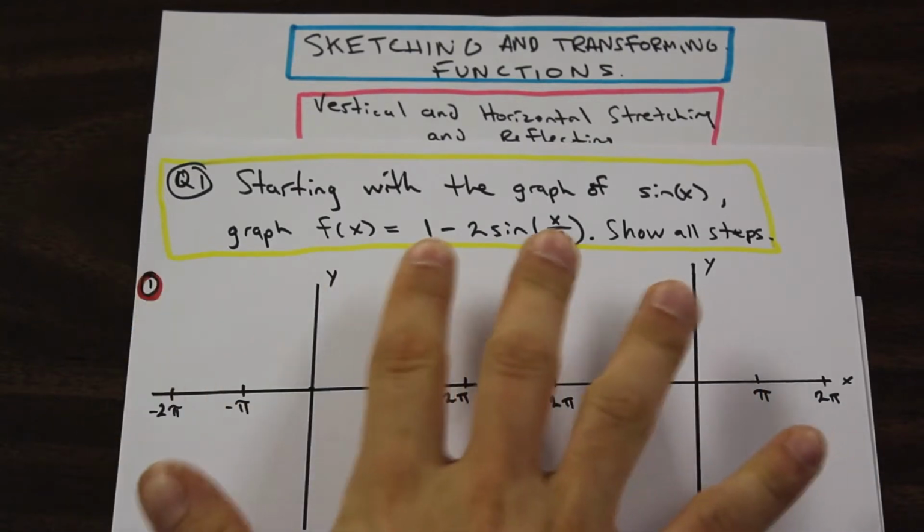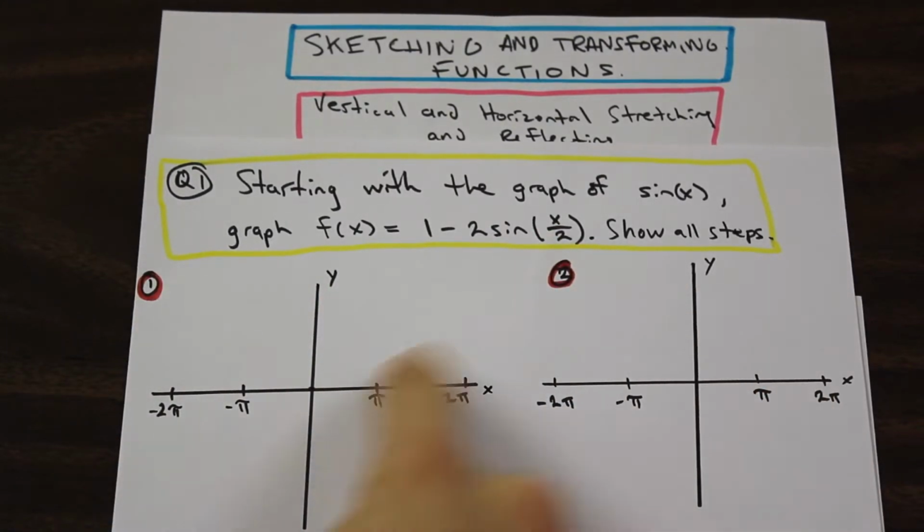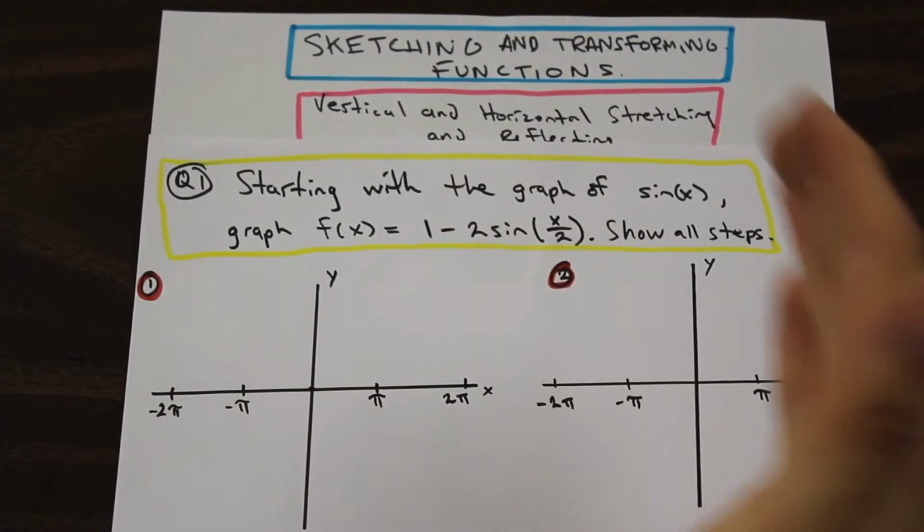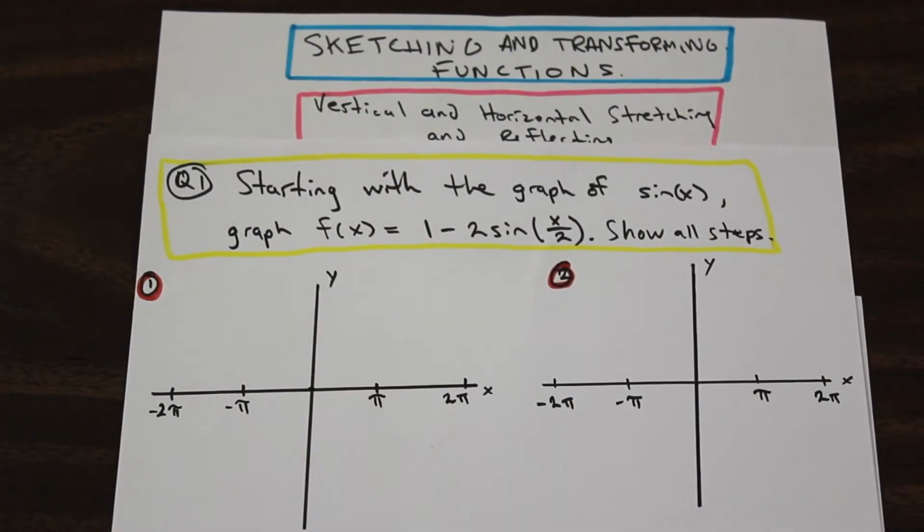So this question here is going to have 5 steps, and we're going to do each one with each modification to the function, just so you can see exactly what's happening. So let's go ahead, we'll read the question, and then we'll start. Starting with the graph of sine x, graph f of x equals 1 minus 2 sine x over 2.